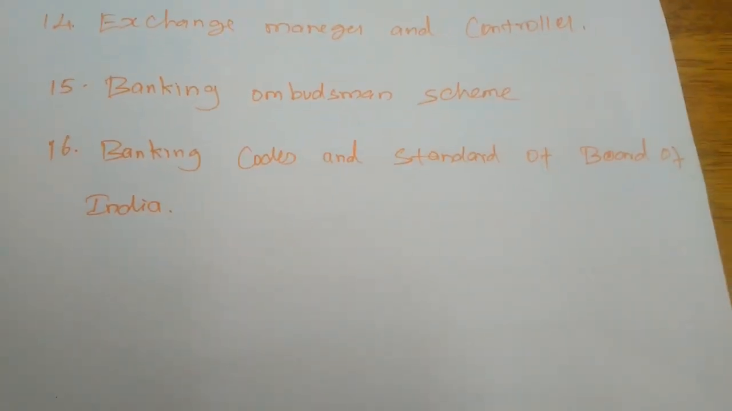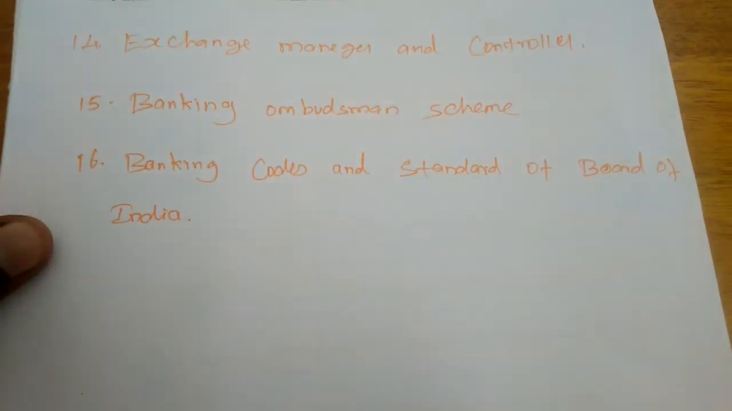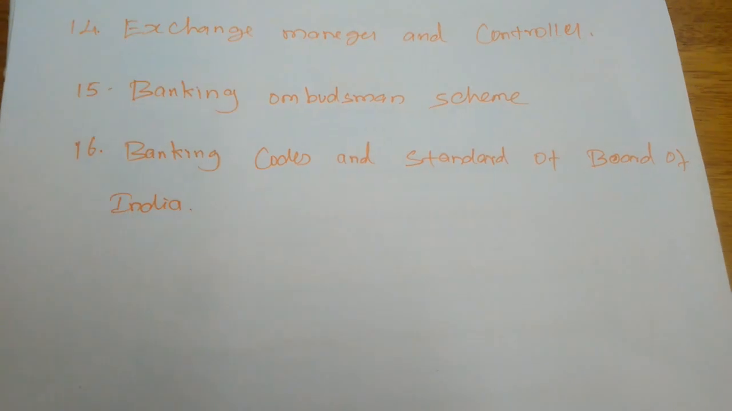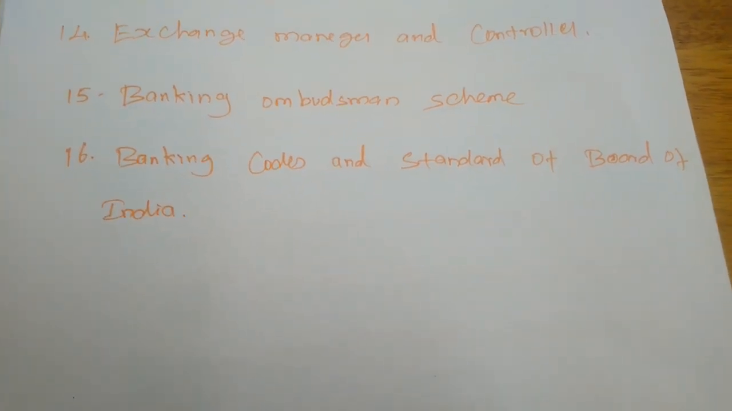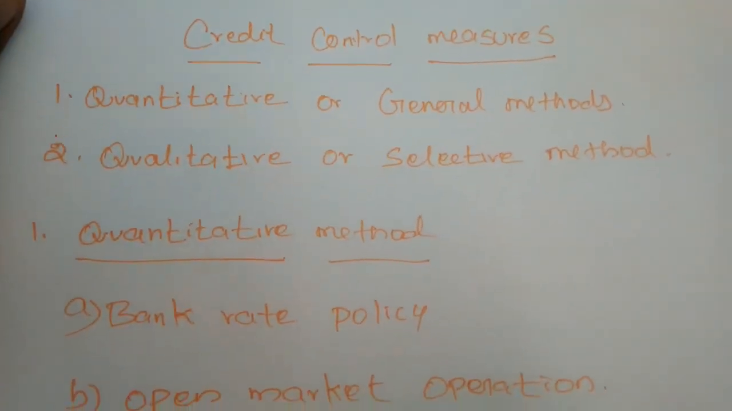Okay, students, so there are 16 points. Yesterday also we have studied them elaborately and today also we have reminded, and now we can go to the next concept. Today's concept is credit control measures.